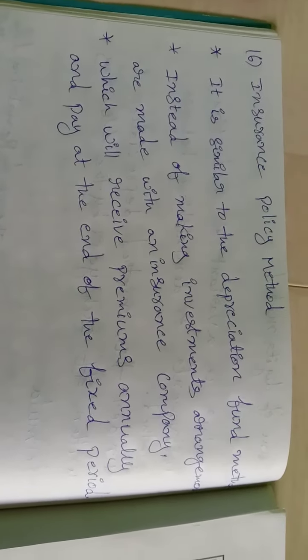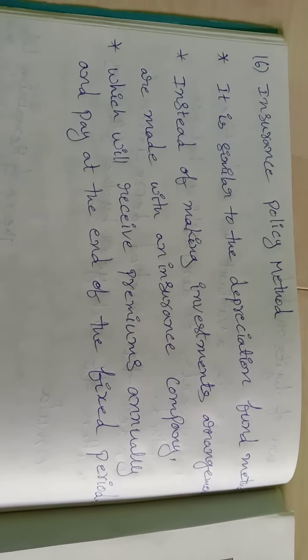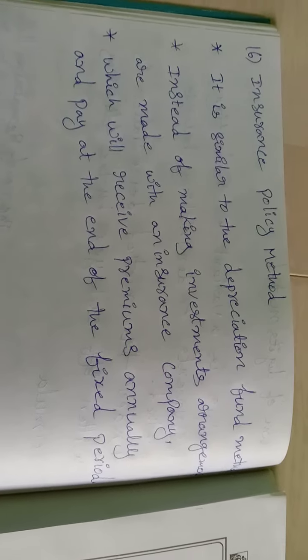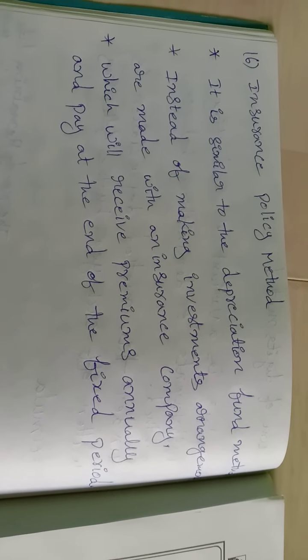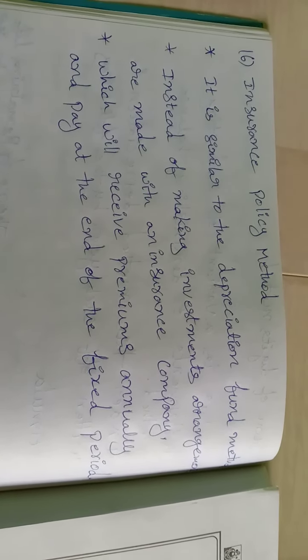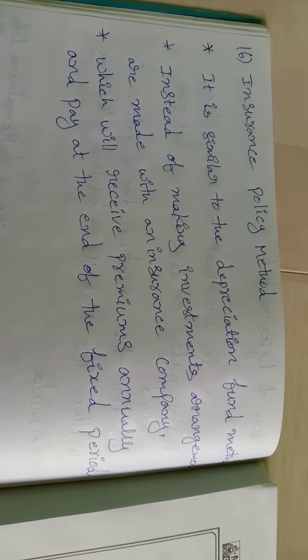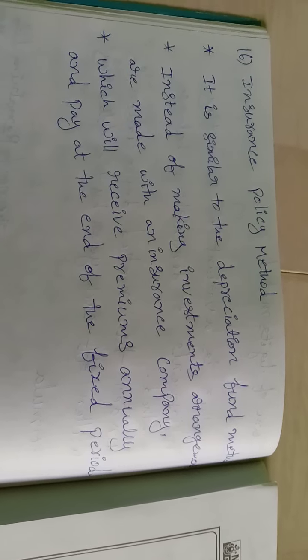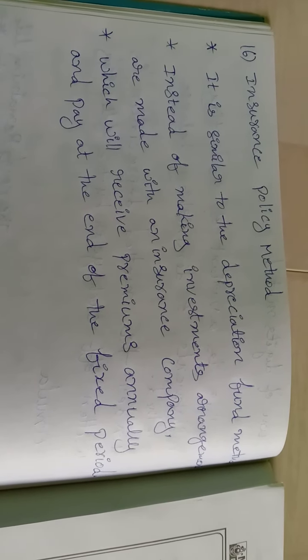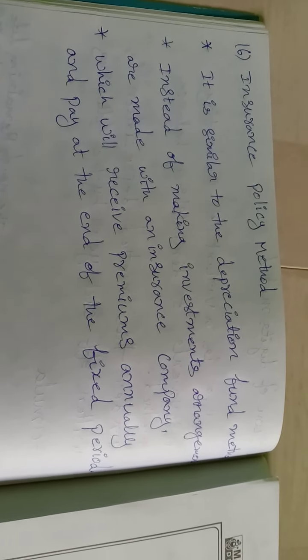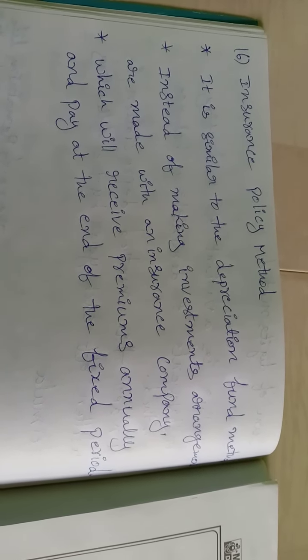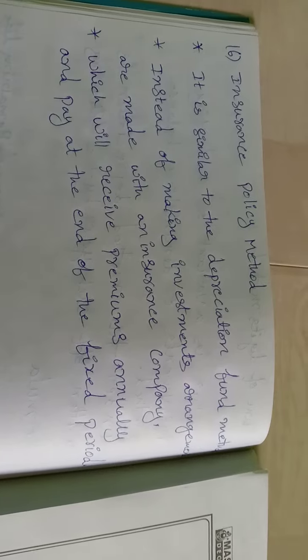Next one, sixth one, insurance policy method. It is similar to the depreciation fund method. Instead of making an investment, an agreement is made with an insurance company which will receive premiums annually and pay at the end of the fixed period. These are called insurance policy method.